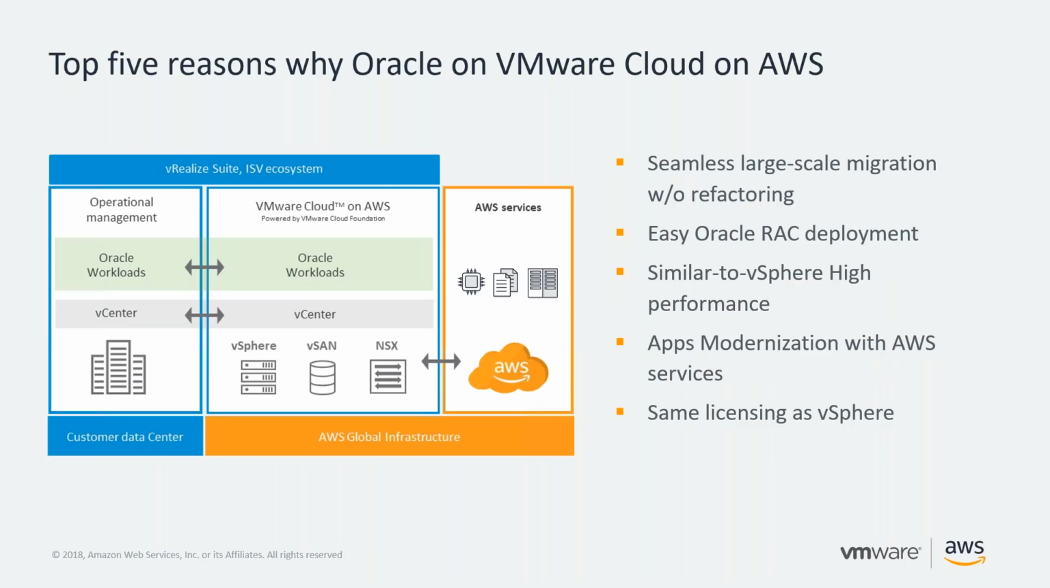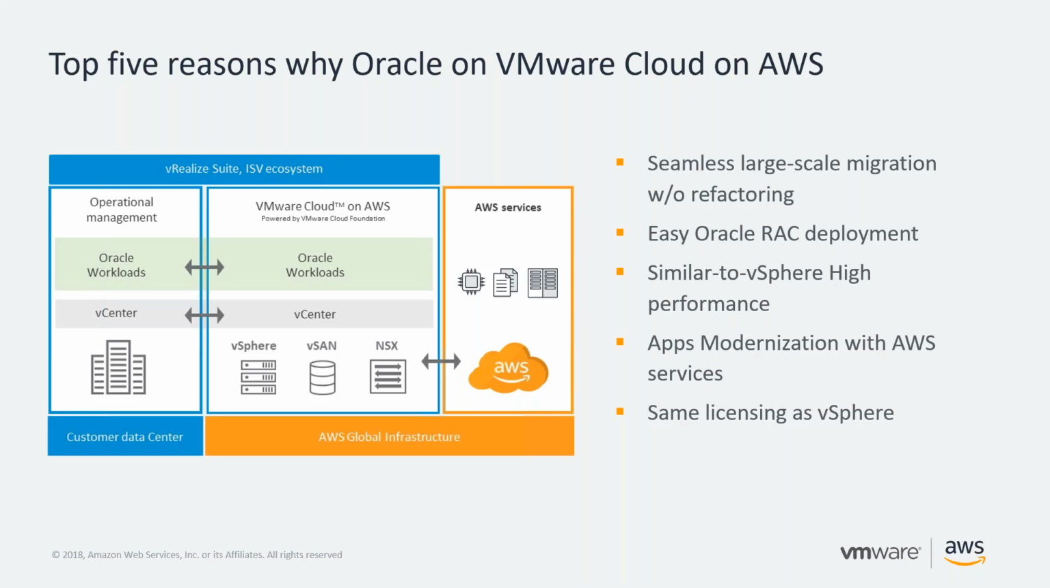So some of the top 5 reasons why Oracle on VMware Cloud on AWS makes sense is it's allowing that seamless large-scale migration without refactoring. It's easy to utilize Oracle RAC in the deployment fashion as well, so you can easily deploy it. It's similar to vSphere, high performance. And then, as I said earlier, application modernization with AWS services, and it does follow that same licensing as vSphere already as well.